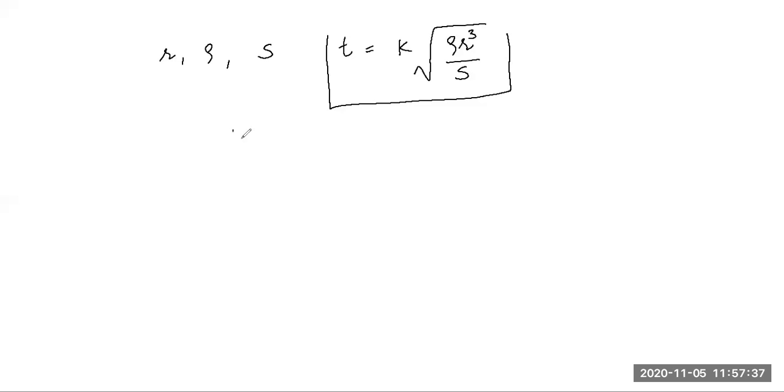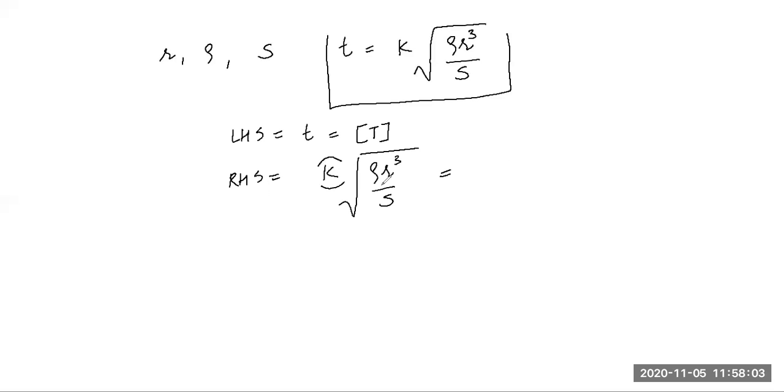So you see the left hand side is equal to T. So what is the dimension of T? It is T. Am I right? Now the right hand side is k rho r cube divided by s. Am I right, Jasmine? I assume that k is a dimensionless constant, so I just get rid of it. Now this is density. Density is mass by volume, which is M L minus 3, right? And this is r cube. R is radius, so that is L cube, right?